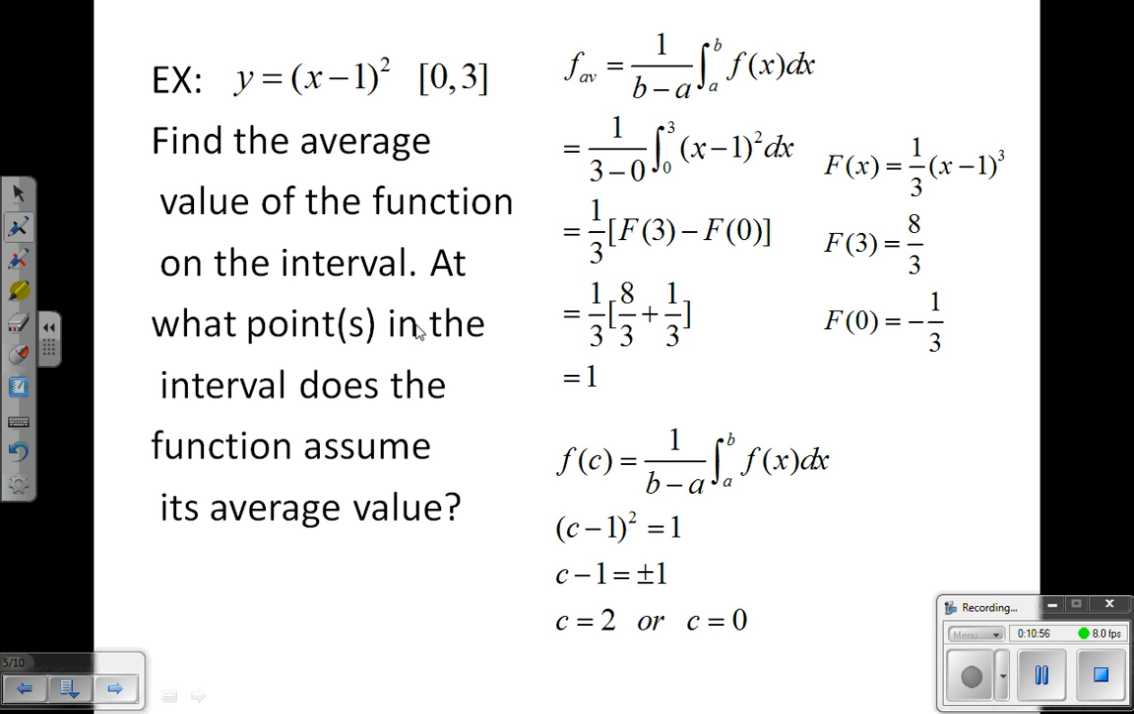And then it does ask the second part, at what points in the interval does the function assume its average value? So if you know that y is 1, it's just asking you what is x. So maybe I made it look more complicated than it needed to be. Here's my function. If my y value is 1, I just plug 1 in and solve for x. So here it is. I plugged one in over here and solved for, I called it C just because it's some particular value. And I ended up getting two different spots. So there's two places that the mean value theorem holds for this problem. Okay, moving on.